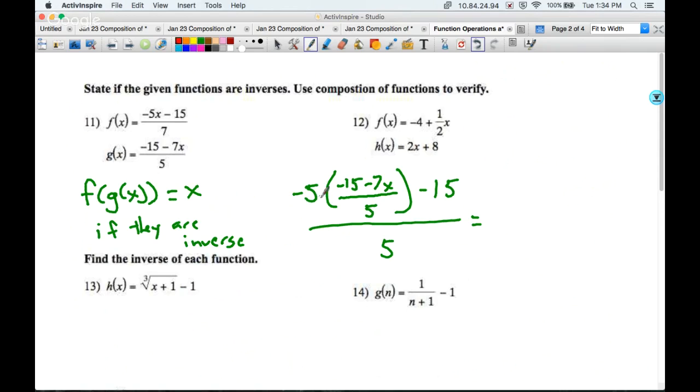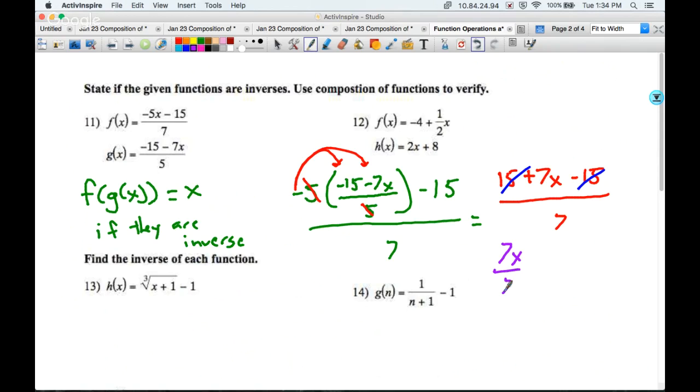This 5 here cancels with this 5 here, leaving the negative behind. And once I distribute that negative, I'm going to get 15 plus 7x minus 15, all divided by, whoops, this was supposed to be a 7 on the bottom. So it's good. F is my outside operation. All right, the 15 and the -15 cancel out, and I'm left with 7x over 7. The 7 and the 7 cancel out, and I'm left with just x.